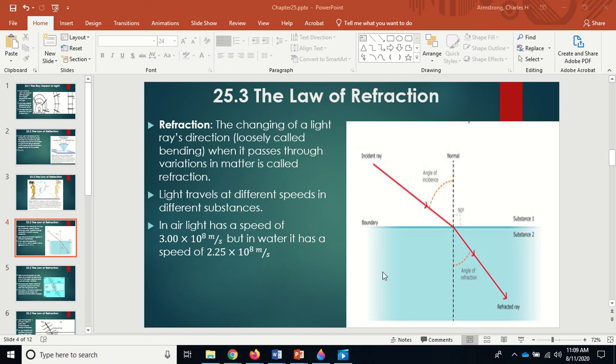Light travels at different speeds in different substances. So when we talk about light having a speed of 3 × 10⁸ meters per second, we're talking about air, we're talking about a vacuum. But in something like water, it actually slows down. See here, light has a speed of 3 × 10⁸ meters per second, but in water, its speed is only 2.25 × 10⁸ meters per second, so it slows down quite a bit.